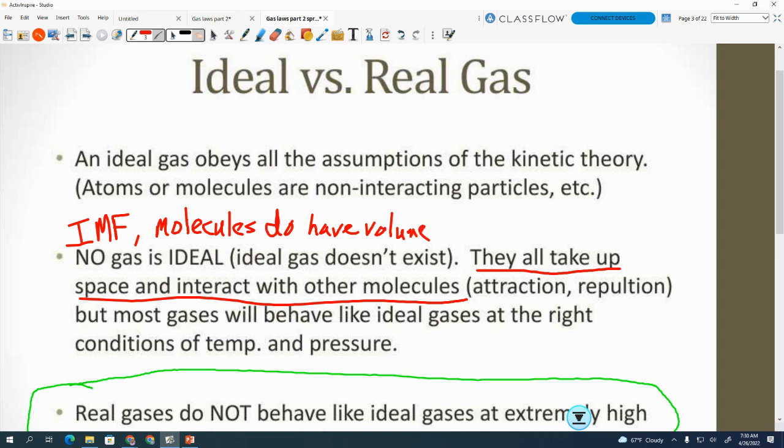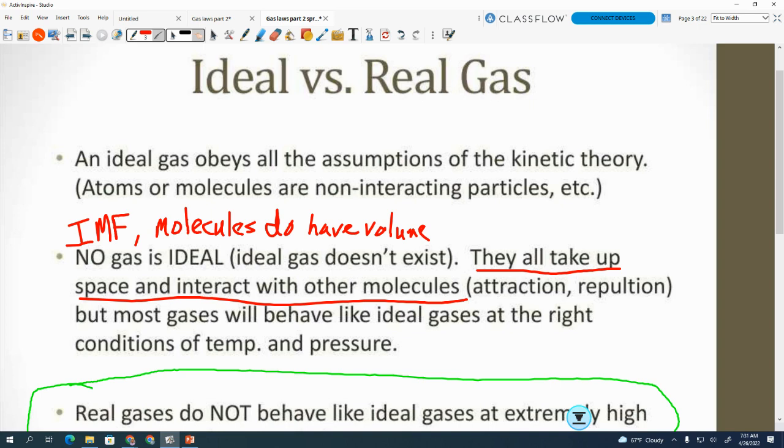Every molecule, because it has a certain mass, because it has electrons, because it exists, will have intermolecular forces. Some of them will be very strong intermolecular forces, some of them will be weak. And then molecules themselves, because they have protons and neutrons in them, are going to have mass. That mass has got to take up some space, so it's going to have volume as well.